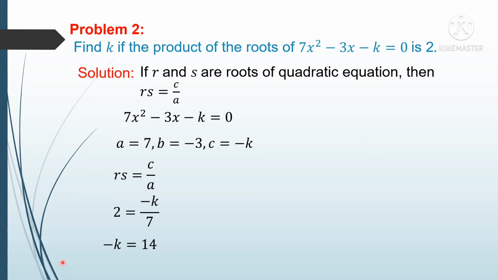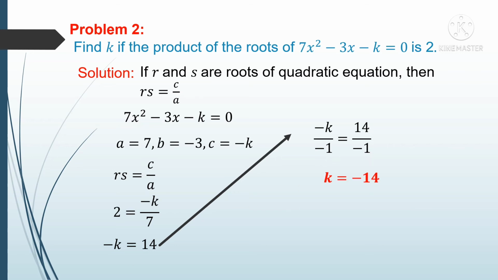So we have to divide both sides by negative 1 because this is not yet the value of k, because your k has a coefficient of negative 1. So para mas consider nating value ni k na ito, dapat ang coefficient niya exactly 1. Okay, so we divide both sides by negative 1. So you have negative k divided by negative 1 equals 14 divided by negative 1. So we have k equals negative 14. So the answer in the problem is negative 14. Okay?